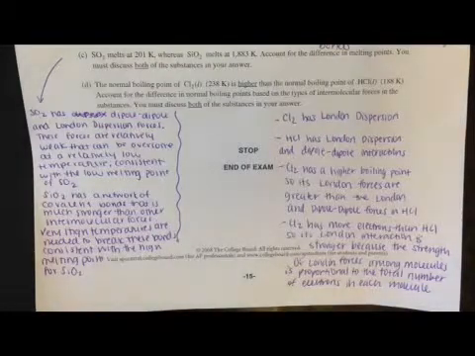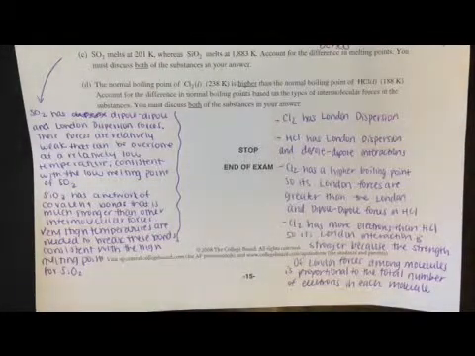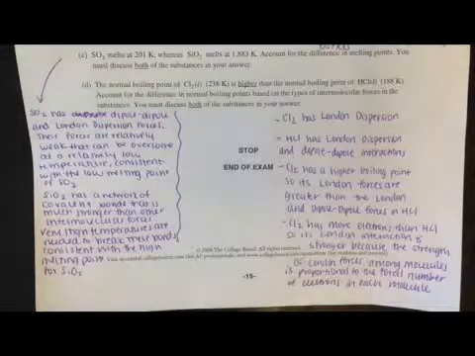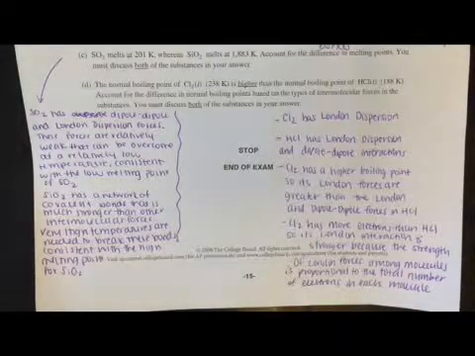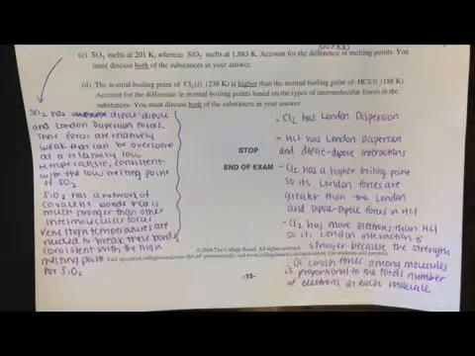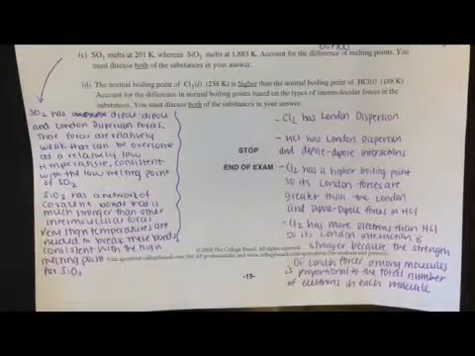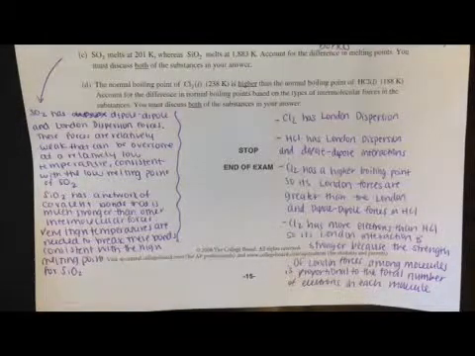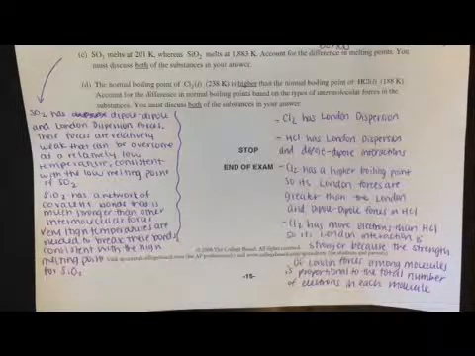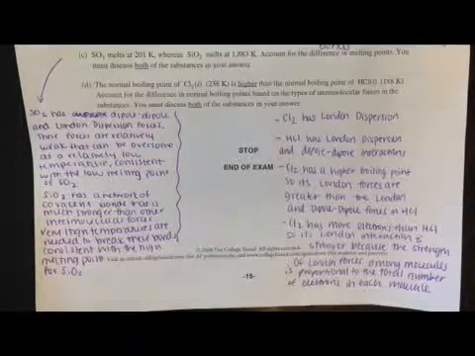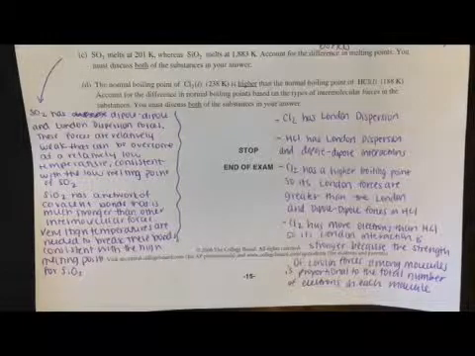So first, Cl2 has London dispersion. HCl has London dispersion and dipole-dipole interactions. Cl2 has a higher boiling point, so its London forces are greater than the London and dipole-dipole forces present in HCl. Cl2 has more electrons than HCl, so its London interaction is stronger because the strength of London forces among molecules is proportional to the total number of electrons in each molecule.